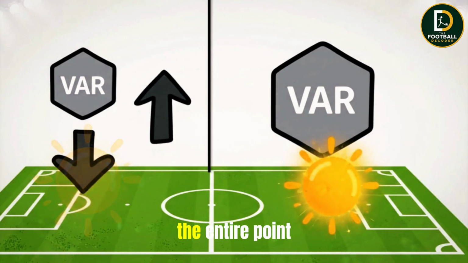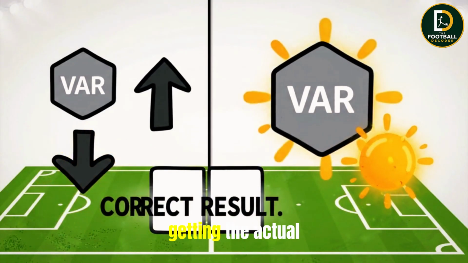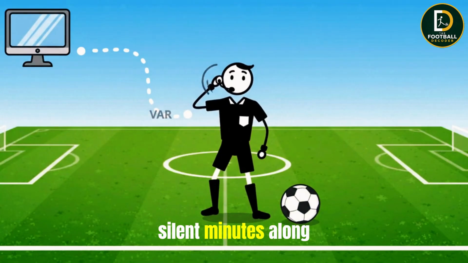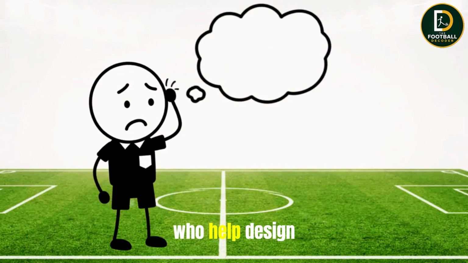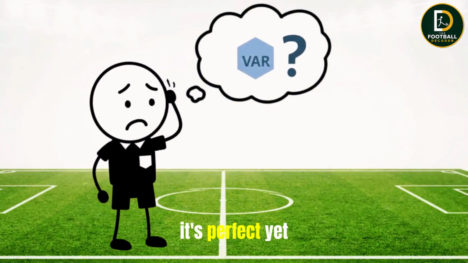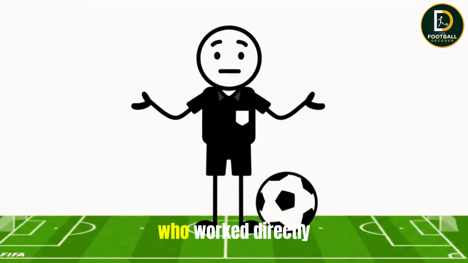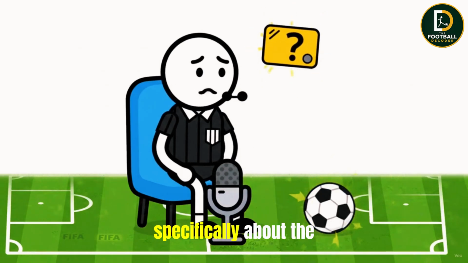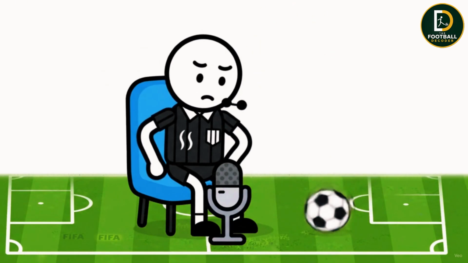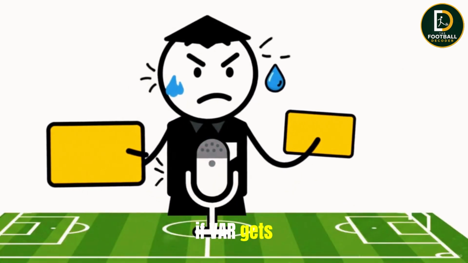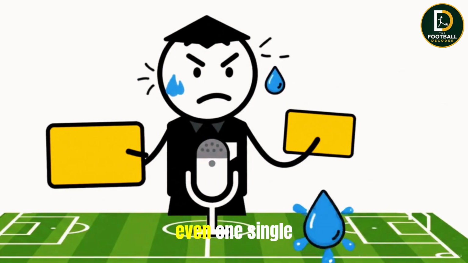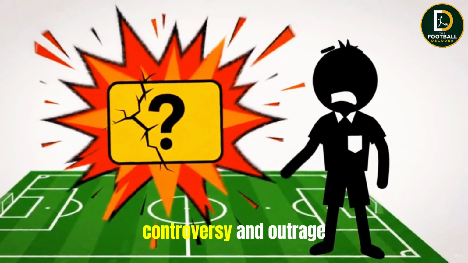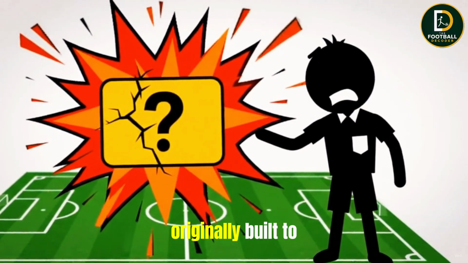And honestly, that's the entire point of the whole system. Getting the actual correct result on the scoreboard, even if it costs everyone a few uncomfortable silent minutes along the way. Even the professionals who helped design this system aren't fully convinced it's perfect yet. Former World Cup referees who worked directly on building these new rules have openly admitted in interviews that they're genuinely nervous, specifically about the second yellow card review. Their fear is simple. If VAR gets a borderline second yellow card decision wrong, even one single time on a stage this enormous, it could spark exactly the kind of controversy and outrage that VAR was originally built to prevent in the first place.